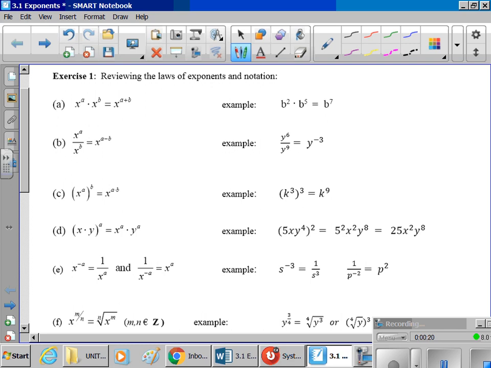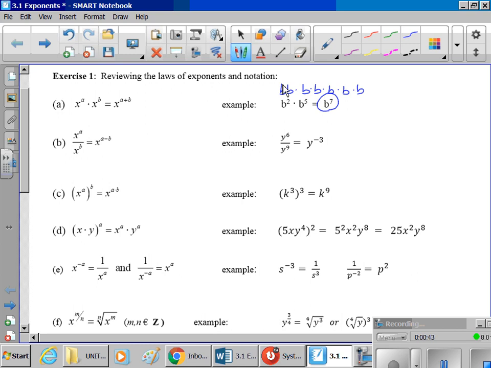So x to the a times x to the b is x to the a plus b. So for an example here, we have b squared, which is the same thing as b times b, times b to the fifth, which is b times b times b times b times b. So how many b's do we have altogether? B to the seventh. So with that first law, that's why we keep the base and we add the exponents.